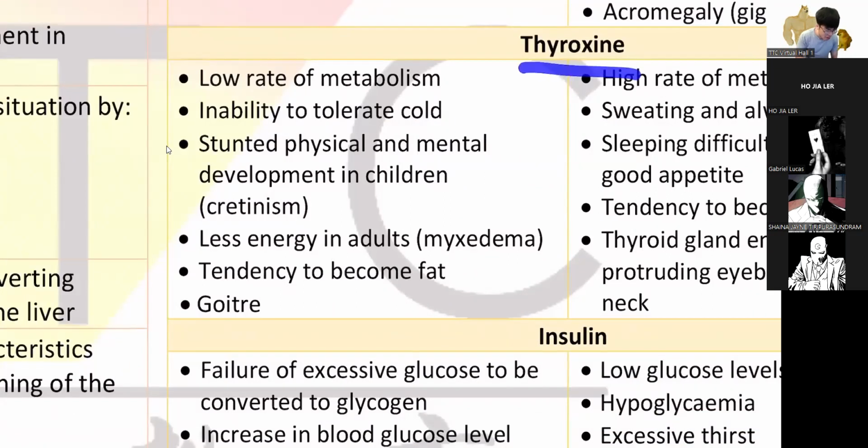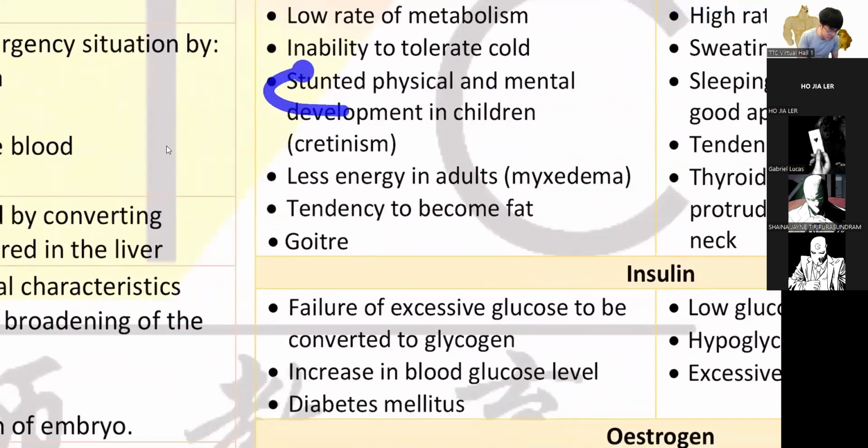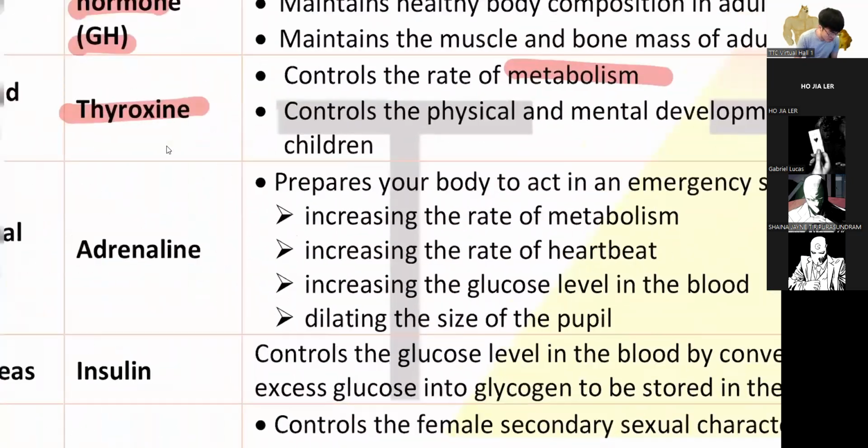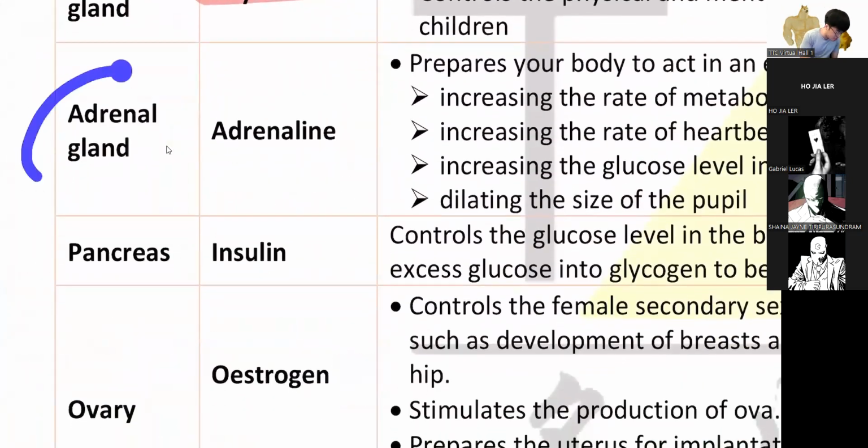Thyroxine, if you don't have enough, you are going to create stunted physical and mental growth development, which is not a good thing, all right? So kids are supposed to be active, as annoying as they seem, right? So that's the thyroxine. Okay, so let me finish this adrenaline, and we shall call it a day, I guess.